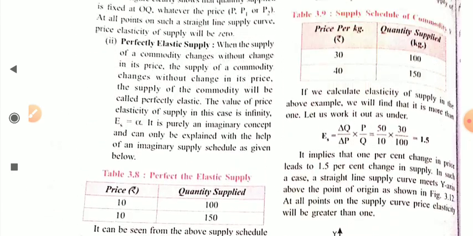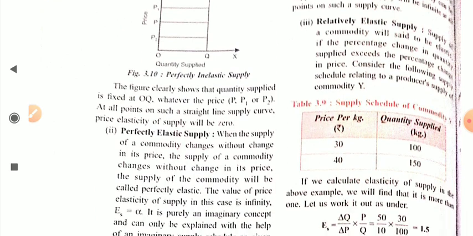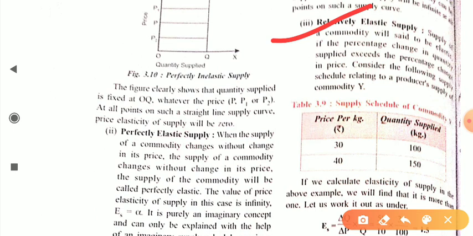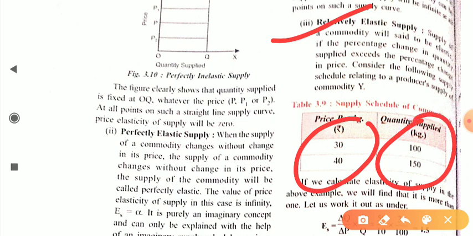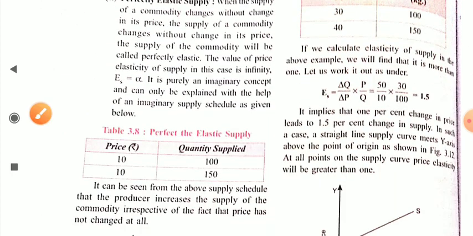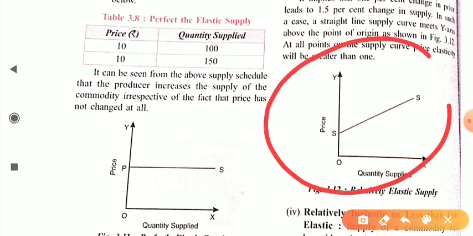Okay, student, now let's move to our next part, which is relatively elastic supply. Dear student, relatively elastic supply or elastic supply means supply of a commodity will be said to be elastic if the percentage change in quantity supplied exceeds the percentage change in price of a commodity. In this case, you can see that price changes from 30 to 40, but the quantity supplied changes from 100 to 150. So the change in quantity supplied is greater as compared to the change in price. In this case, your elasticity of supply is greater than 1.